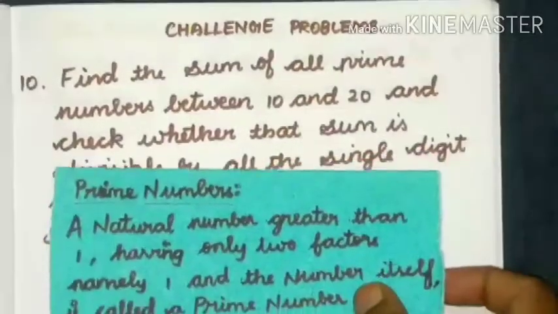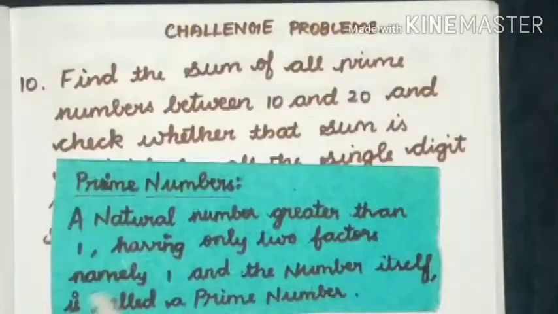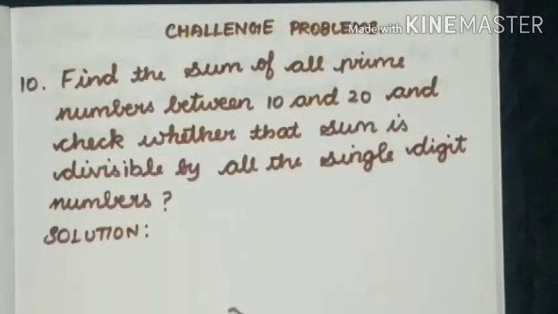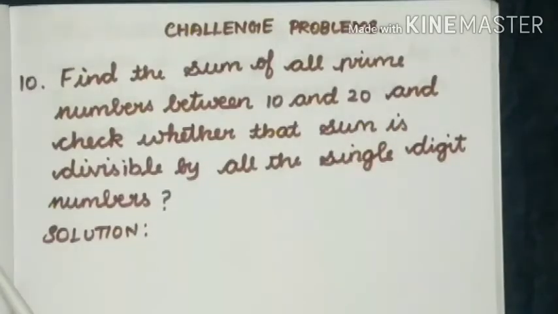A natural number greater than 1 having only two factors, namely 1 and the number itself is called a prime number. And then we have to find the prime numbers between the number 10 and 20. What are all the prime numbers between the number 10 and 20? Yes, 11, 13, 17 and 19.